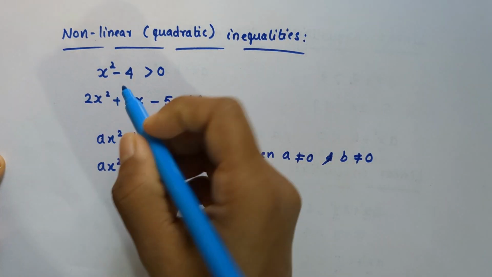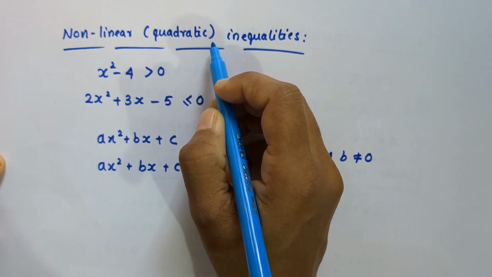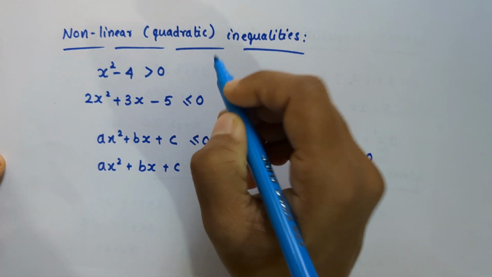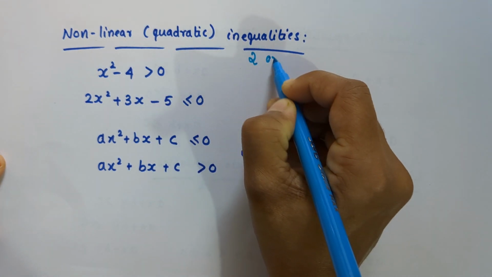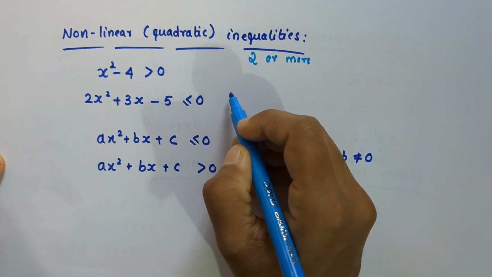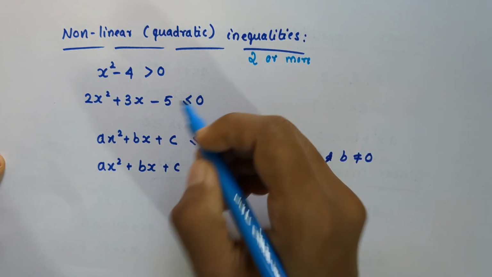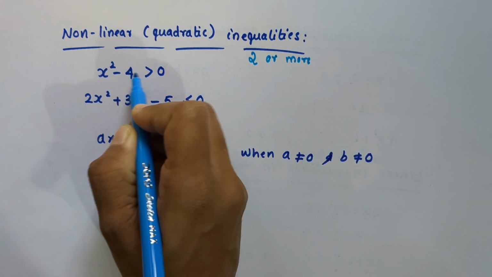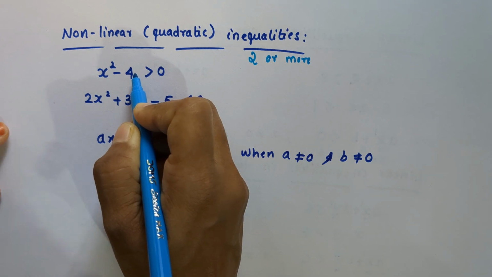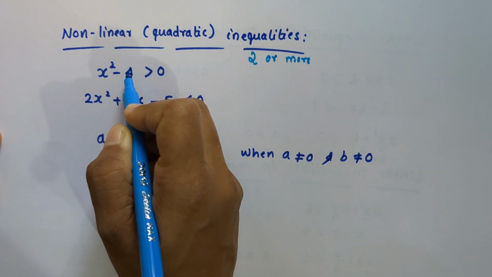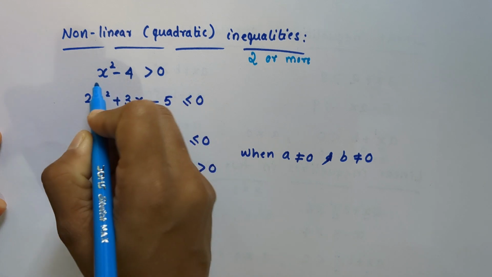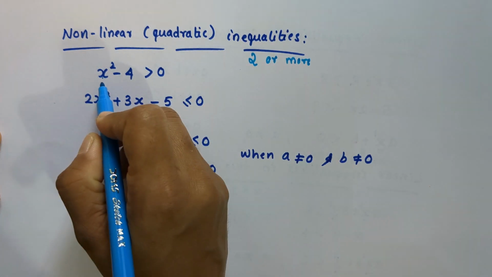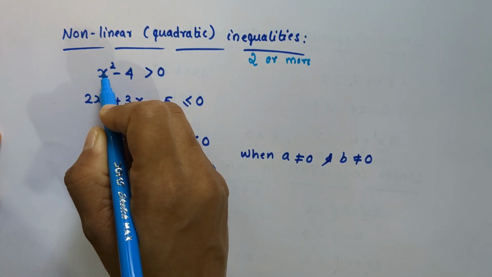Now, another type of inequality is non-linear inequalities, also called quadratic inequalities. These are the inequalities in which the highest power of the variable is 2 or more. For example, x square minus 4 greater than 0 is an example of a non-linear or quadratic inequality. Because you see, here the variable is x, and the power of the variable is 2. So this is an example of a non-linear or quadratic inequality.